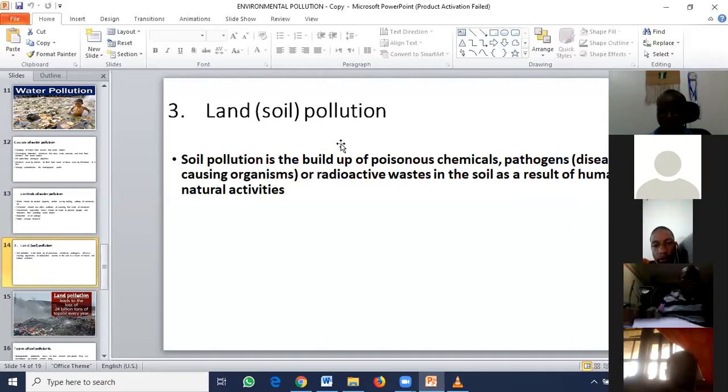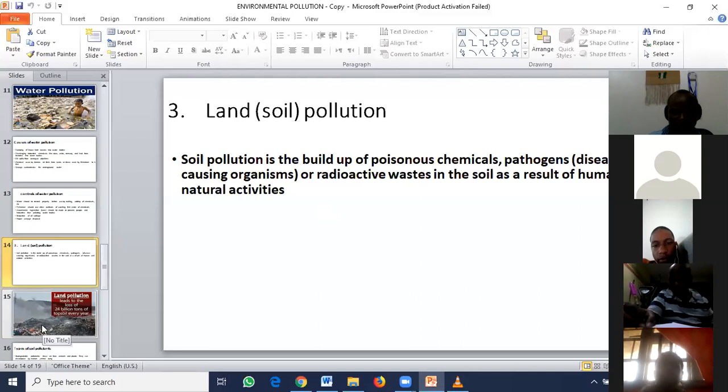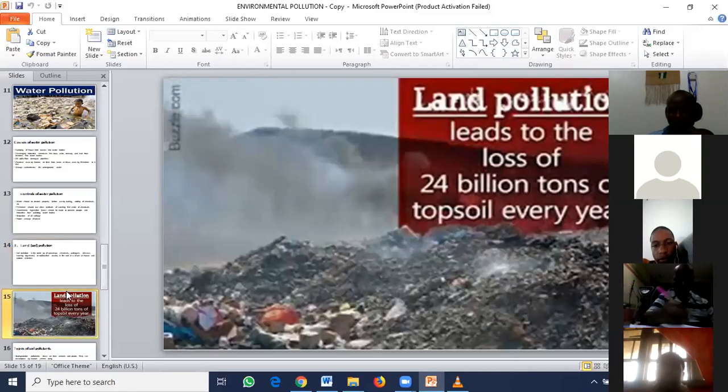Okay, thank you. So land or soil pollution. Soil pollution is the build-up of poisonous chemicals, pathogens, that is disease-causing organisms, or radioactive waste in the soil as a result of the activities of man, thereby making the land or soil polluted. Look at this image. You see this example of land pollution. You can see the waste here, everywhere, covered with waste. It is not only peculiar to Nigeria, it happens all over the world.